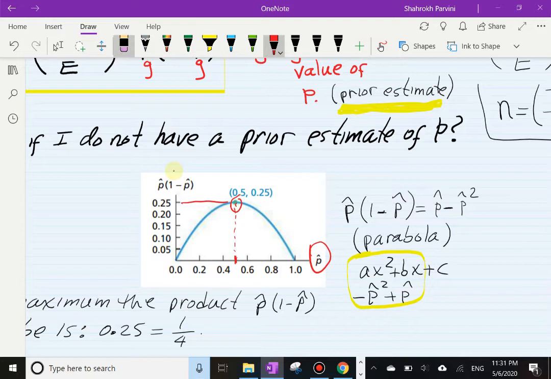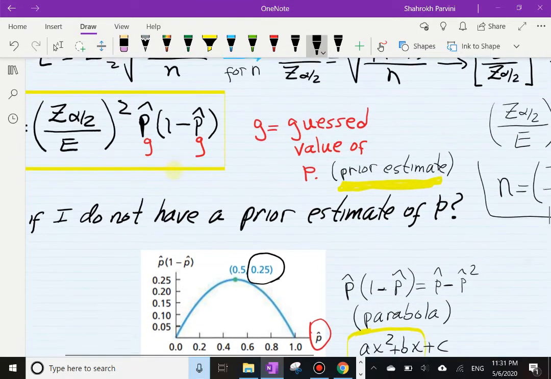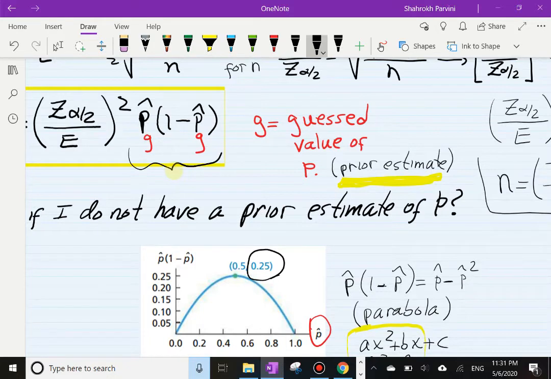So what we're going to do is use 0.25 here. We're going to use that number instead of this product, p hat g times 1 minus p hat g. The most this product can get is 0.25. That's the worst case scenario. So why don't we replace that product with 0.25?